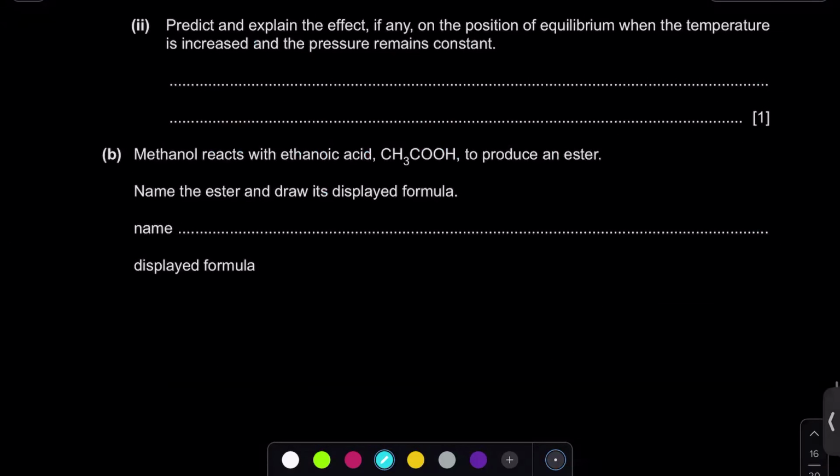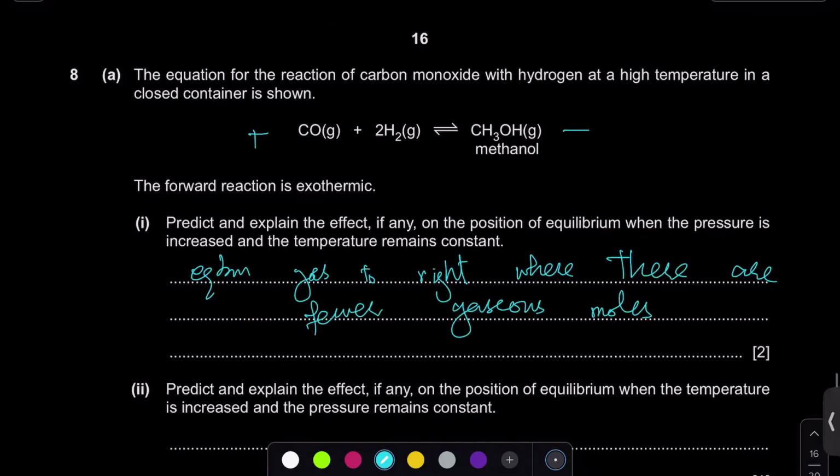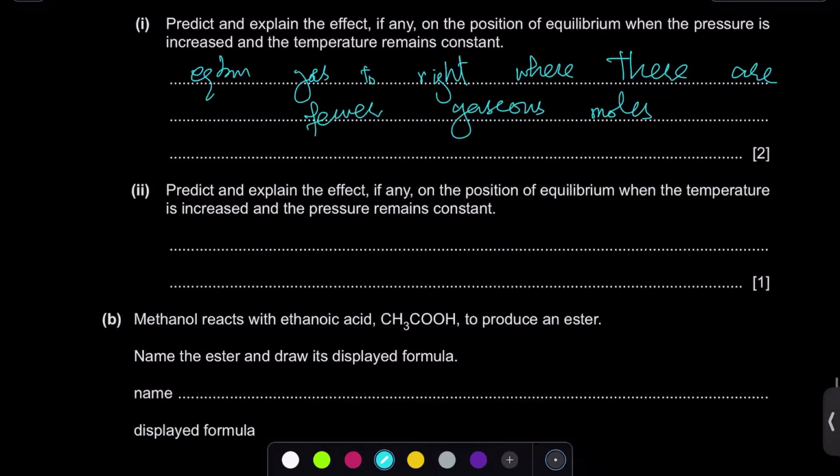We can explain the effect on position when temperature is increased. So if you are increasing the temperature, equilibrium will go to the endothermic side, which is the left. So that's what we'll say, that equilibrium shifts or moves left, as that is endothermic.